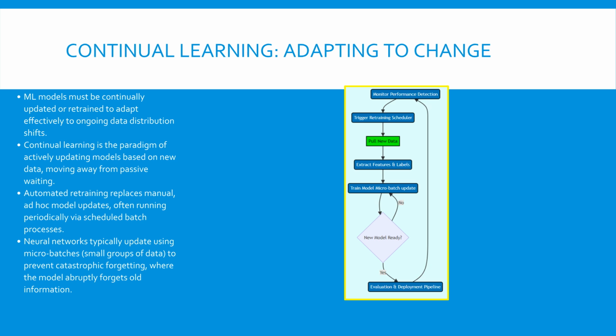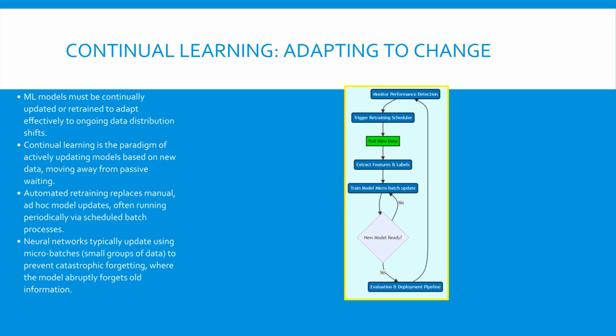For many companies, this starts by moving from manual ad hoc updates, which are time-consuming and unreliable, to automated retraining. Automated retraining involves creating scripts and workflows to pull new data, extract features, and retrain the model on a schedule, often using batch processes.